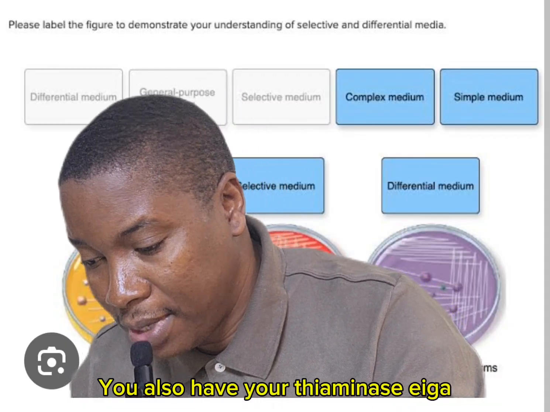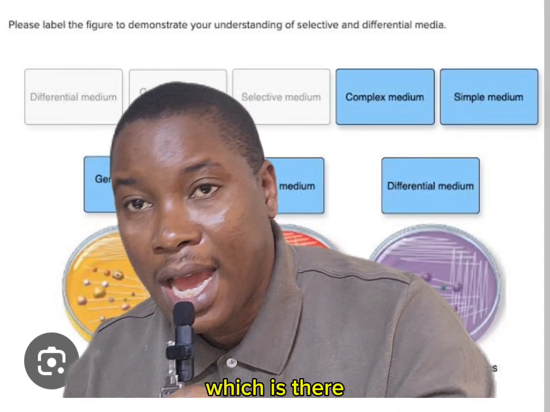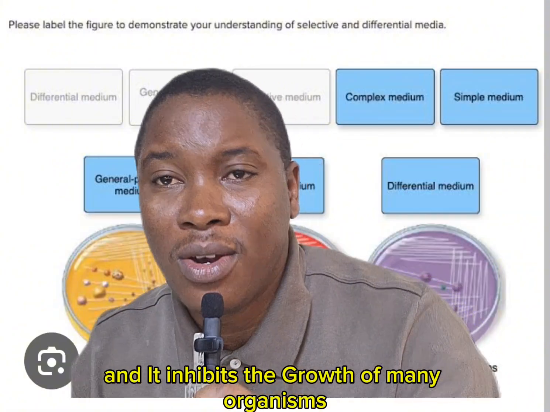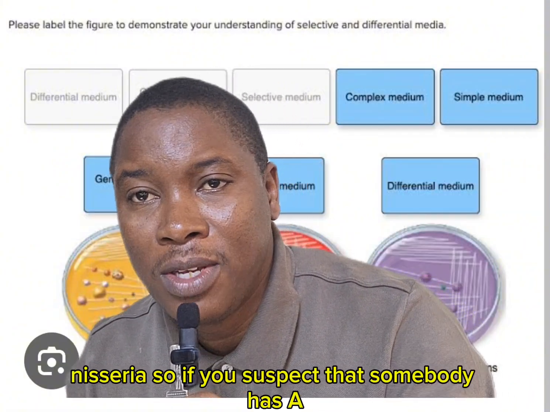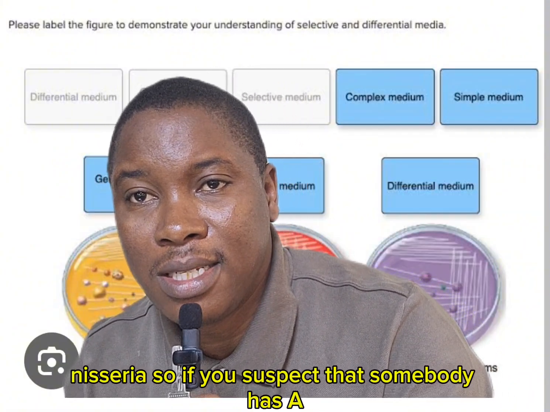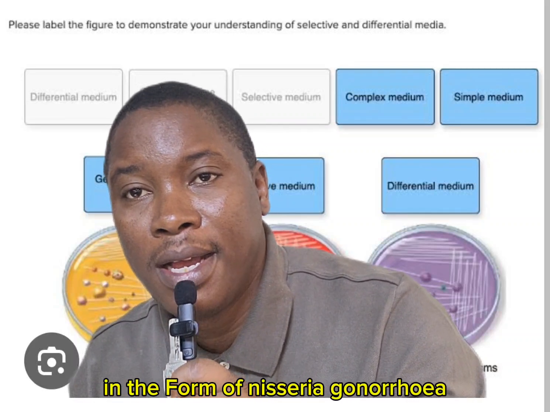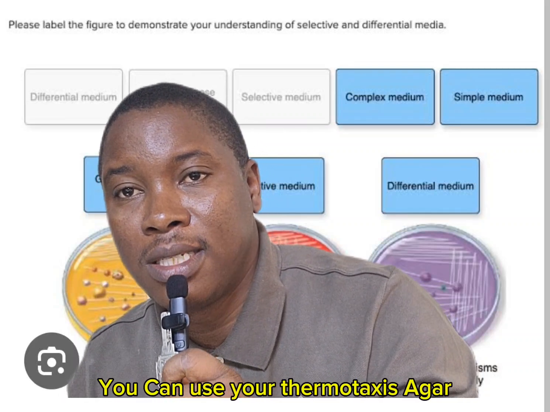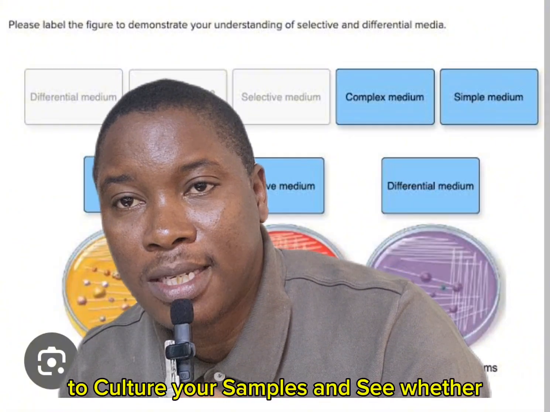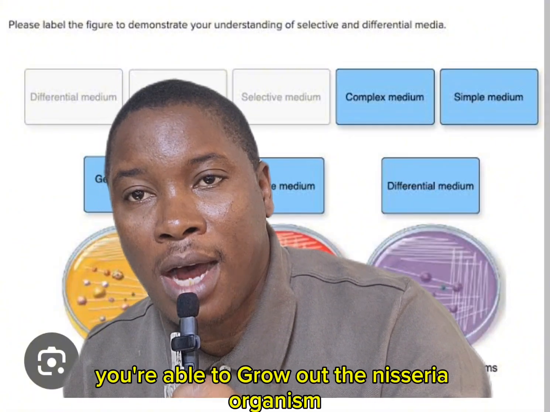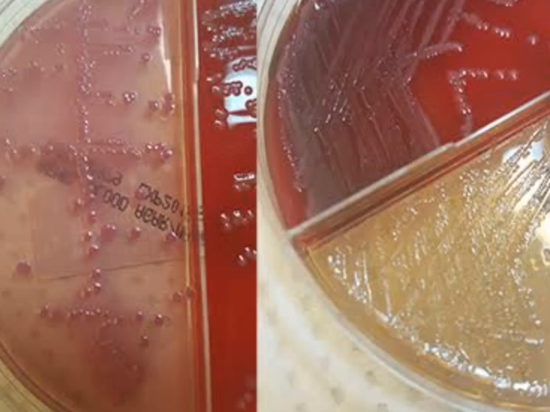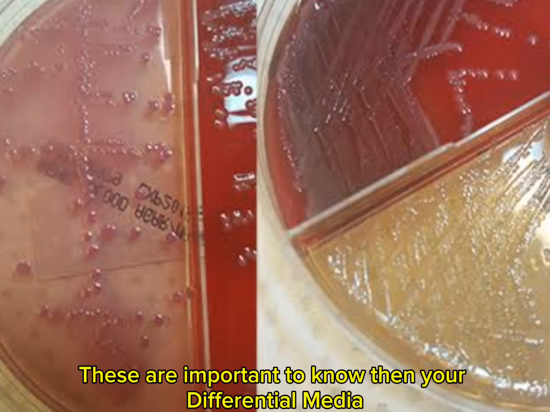You also have your Thayer-Martin agar, which is there and it inhibits the growth of many organisms except for your Neisseria. So if you suspect that somebody has a sexually transmitted infection in the form of Neisseria gonorrhoeae, you can use your Thayer-Martin agar to culture your samples and see whether you're able to grow out the Neisseria organism from this agar. These are important to know.